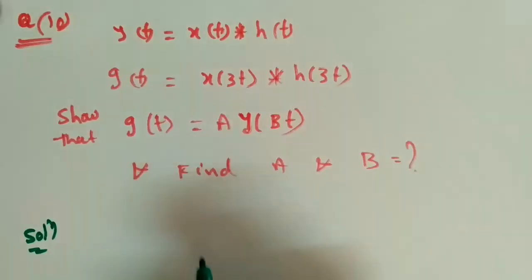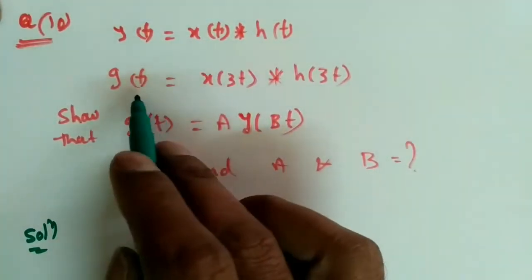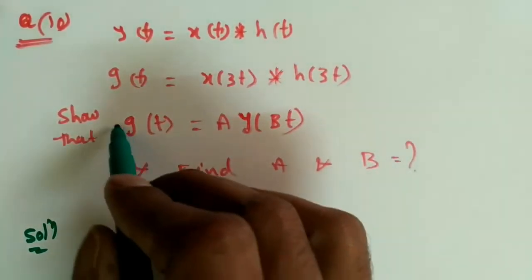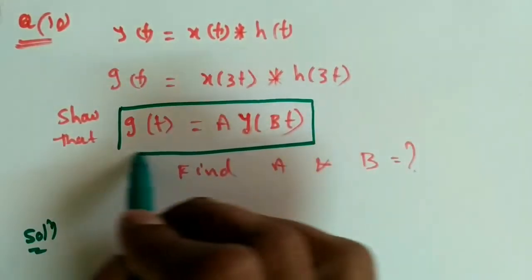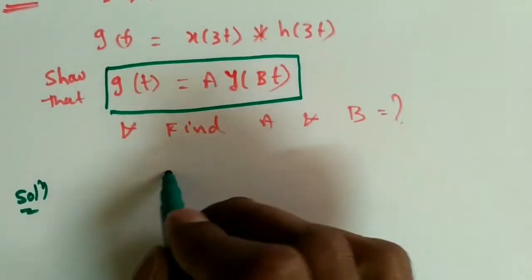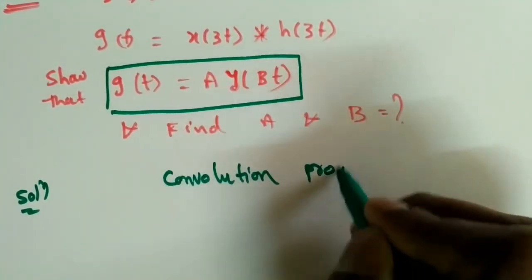Next we will see this problem. So y of t is given as x of t convolved with h of t, and g of t is given as x of 3t convolved with h of 3t. So we need to find the relation between g of t and y of t, and we need to find what are a and b. Now here we need to use the convolution property.